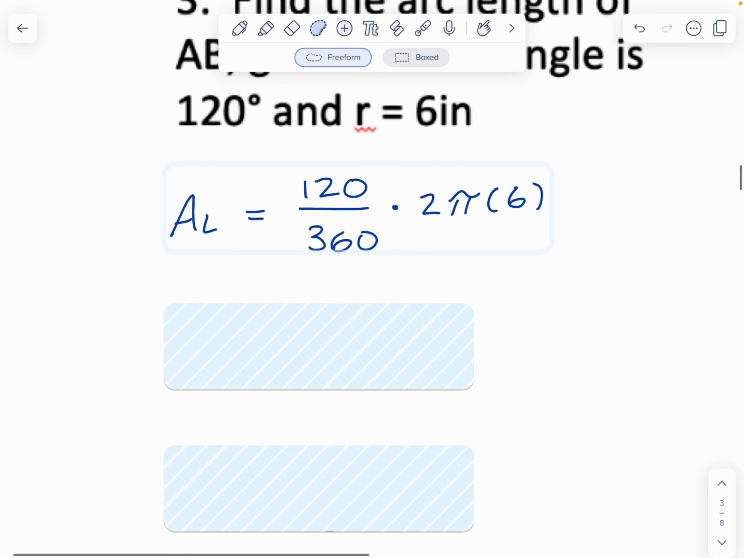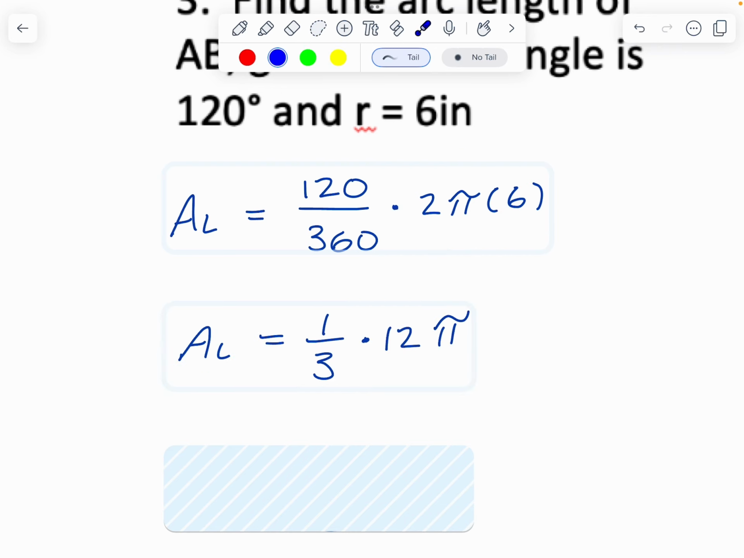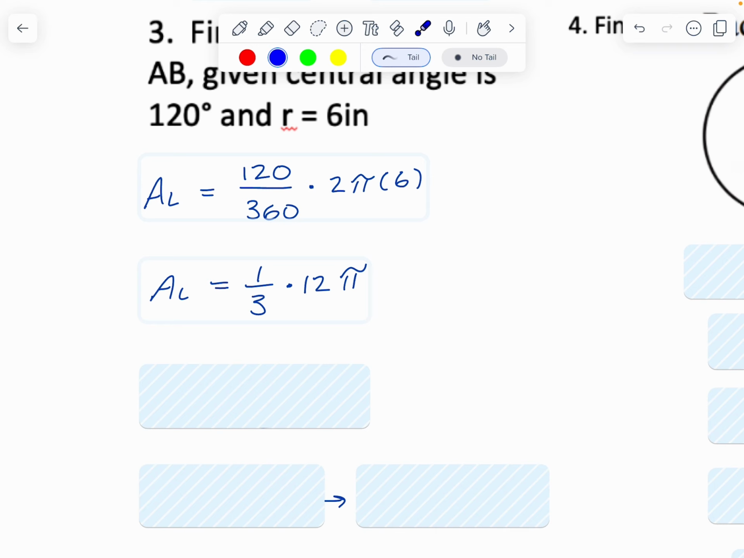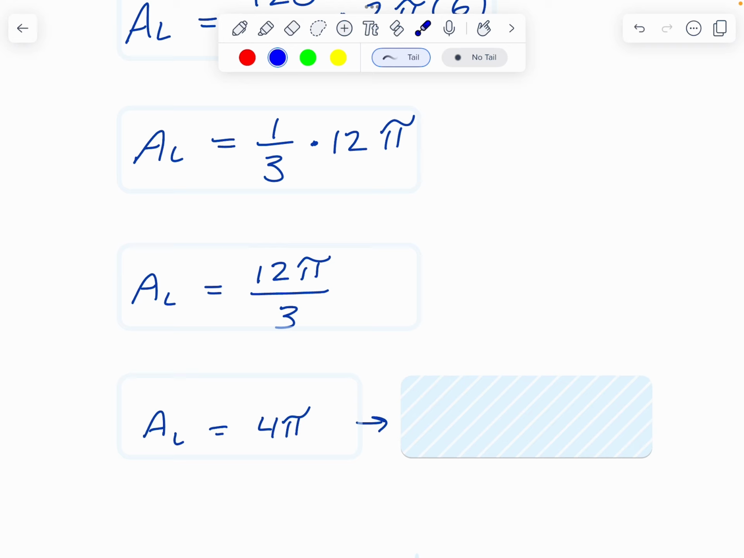120 divided by 360, let's go ahead and reduce that fraction. 2 pi times 6 is just 12 pi. So I have 1 over 3 times 12 pi. That's our arc length. Bring that 12 pi up to the numerator and multiply it. 1 times 12 pi is 12 pi. From here, I have 12 pi over 3. Let's go ahead and reduce that 12 over 3 to 4. 12 over 3 is just 4. So my arc length is 4 pi.